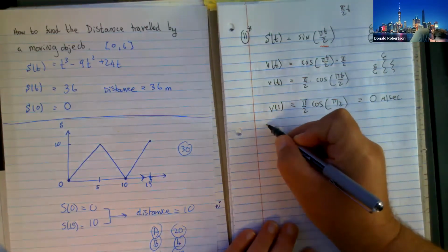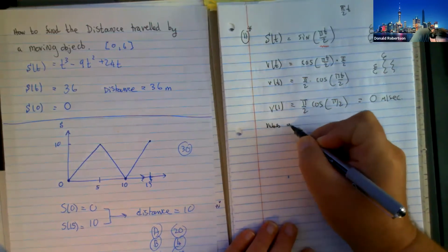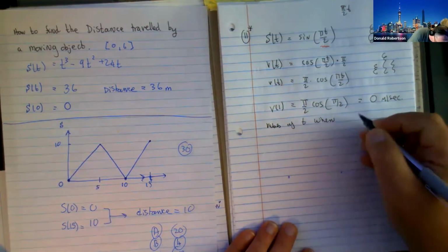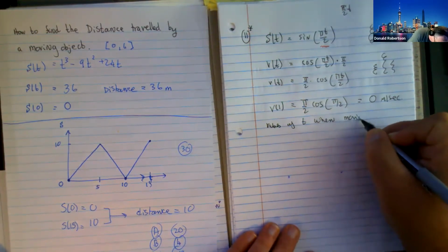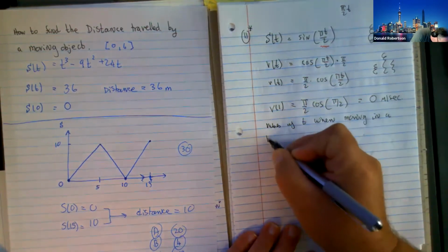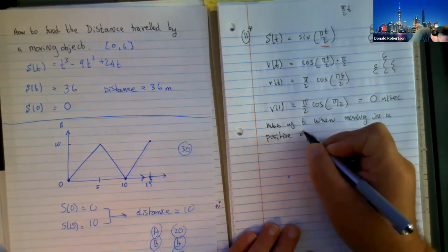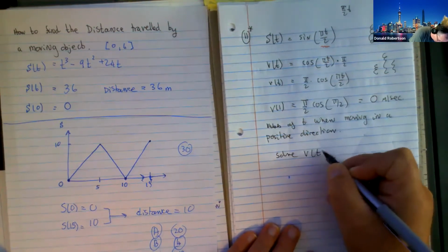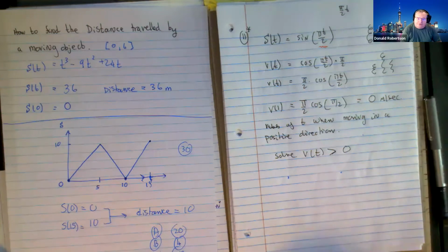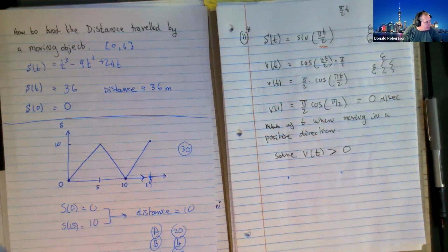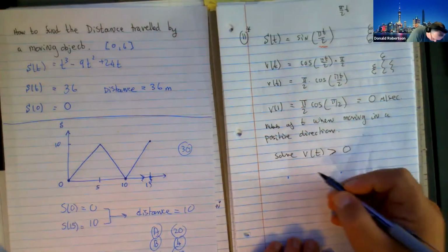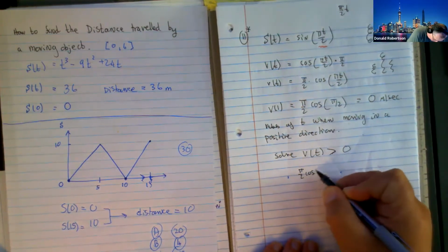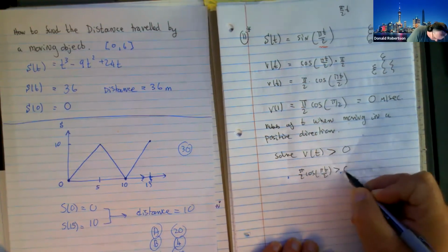Now, suppose you're being asked to find the values of t when the object is moving in a positive direction. So what you're trying to do here is solve when is the velocity a positive number, right? So for what values of t? How do you think we're going to solve this equation? How are we going to solve that?